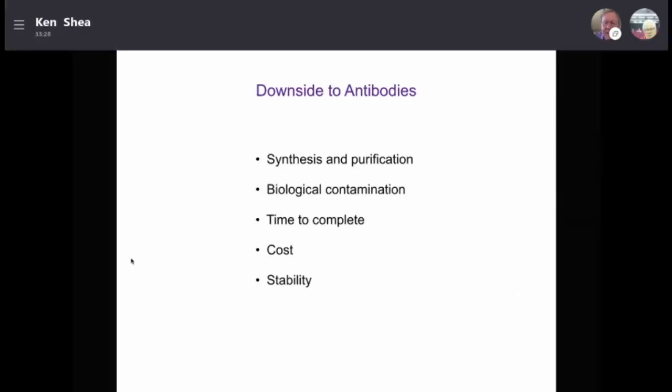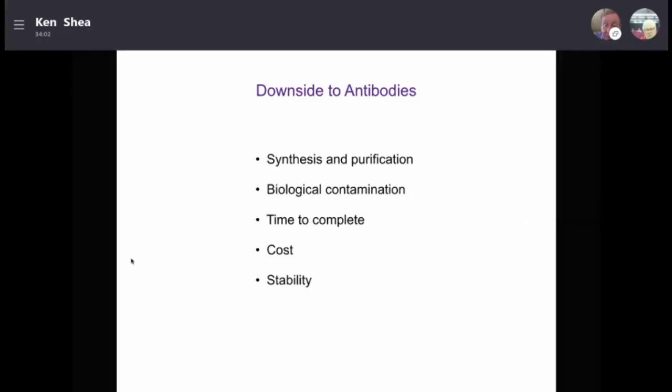First of all, they are very complicated protein molecules. Their synthesis and purification can be very challenging. And as I mentioned, the purification alone adds more than 50% to the cost of these. Since they're produced in living organisms, they're susceptible to biological contamination. The production of an antibody from start to finish is time-consuming.